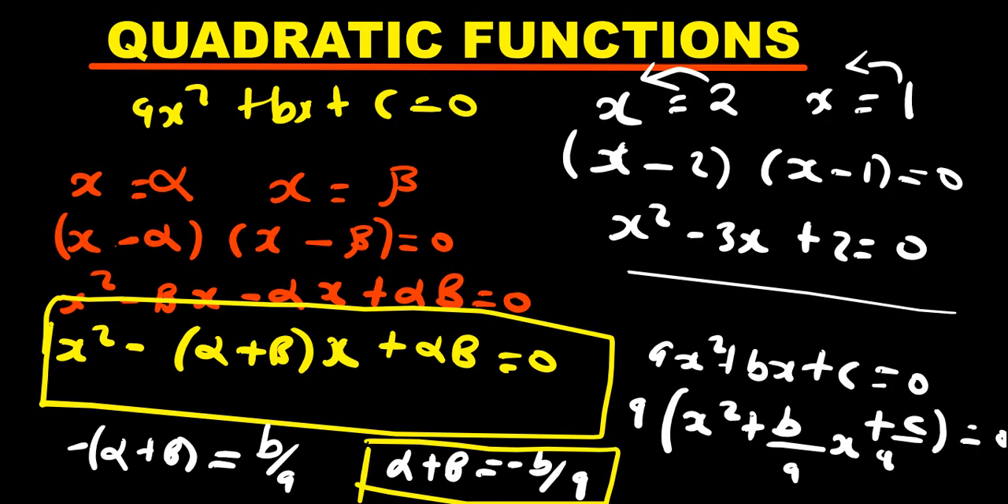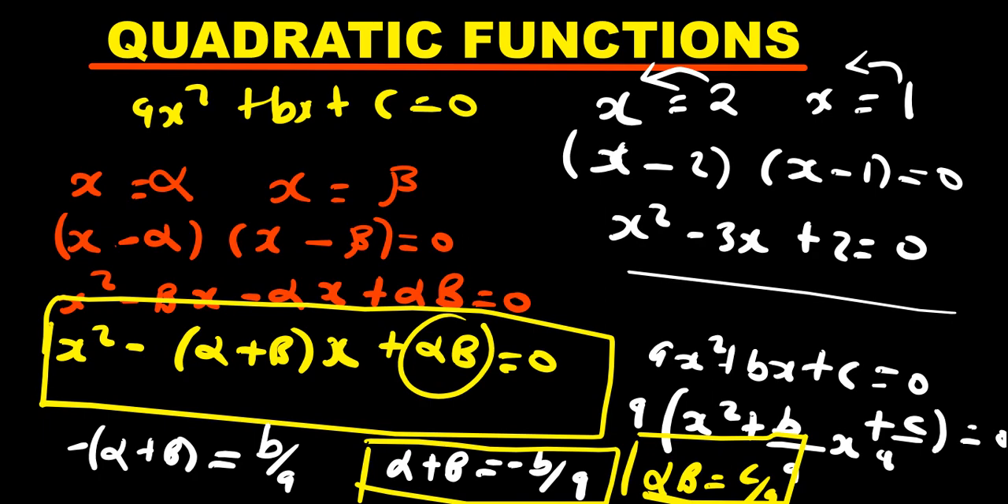Then you're able to see also that your alpha beta is giving you c over a at the end. So what does that mean? Alpha multiplied by beta will just give you c over a. This is another equation that you need to know. So know these 3 equations, then you are good to go.